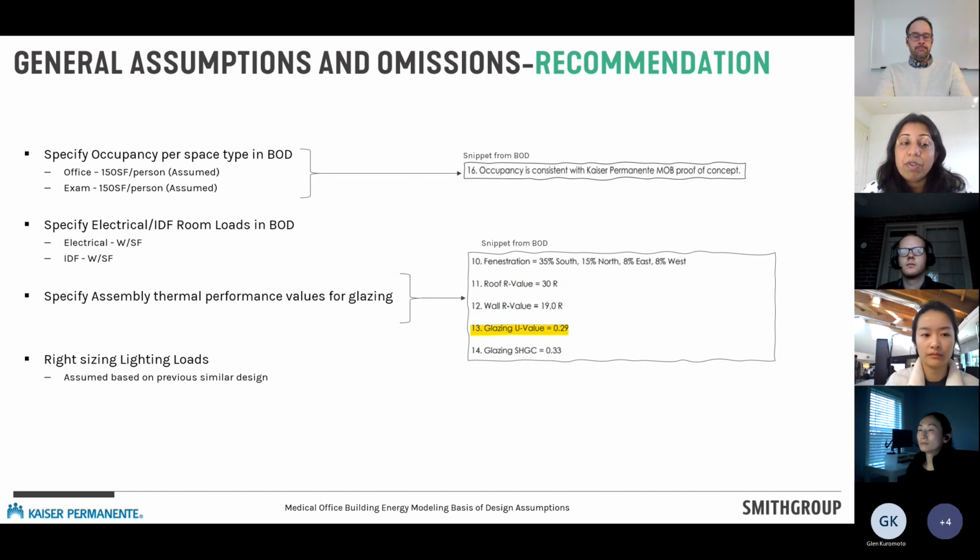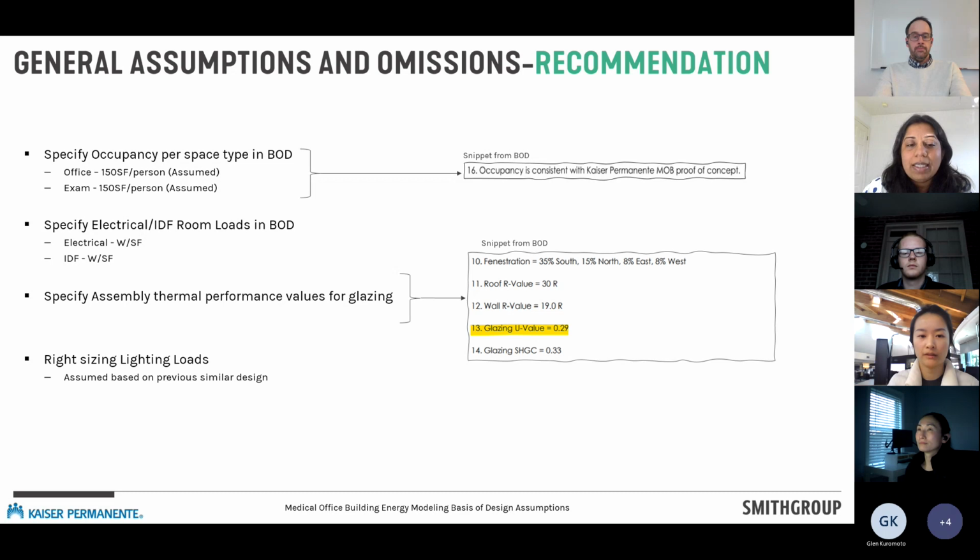Specifying electrical and IDF rooms in the BOD would definitely be helpful, as these are high cooling load driving areas. If it's not specified, people generally tend to assume higher loads, and hence overall energy consumption might go up.